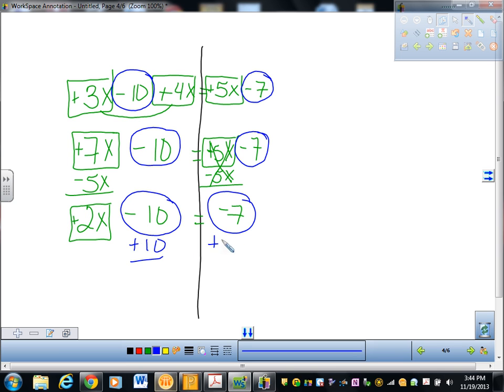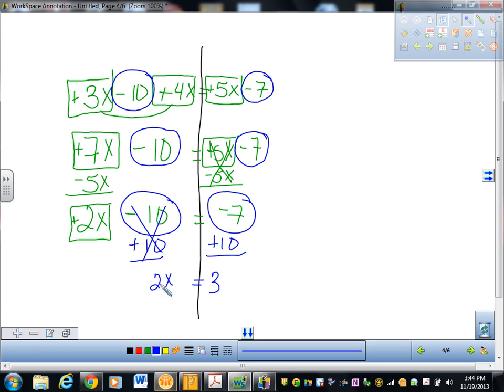And what I do to one side, I do to the other side. So that cancels out. And I've got -7 plus 10 gives me 3. And I've got that 2x still there because I didn't do anything with him. And now I've got 2x equals 3.